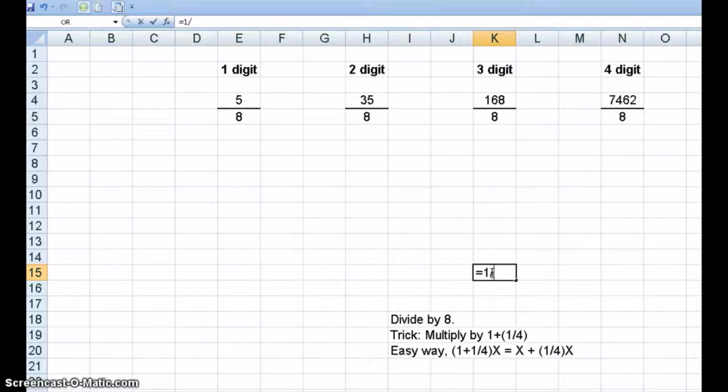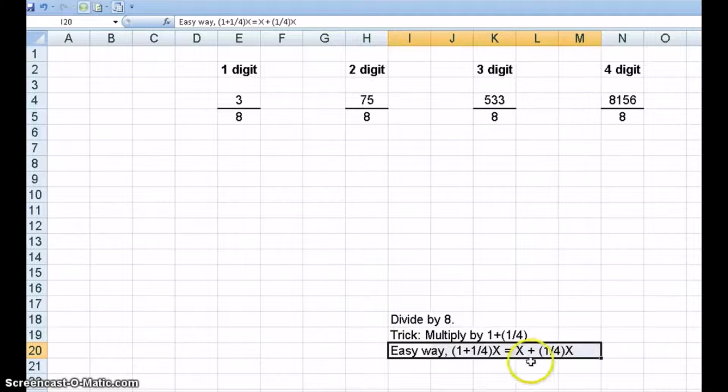If I take 1 divided by 8, that's 0.125. And if I take 1 plus 1 divided by 4, the answer is 1.25. Just note that these are pretty much the same number, just with the decimal shifted over. So that's why it works. That's the intuition. If you multiply something by 1 plus a fourth, that's the same thing as taking a fourth of the number and then adding x back to it.